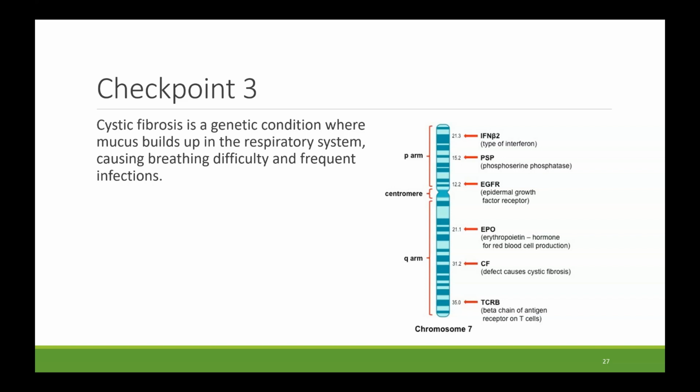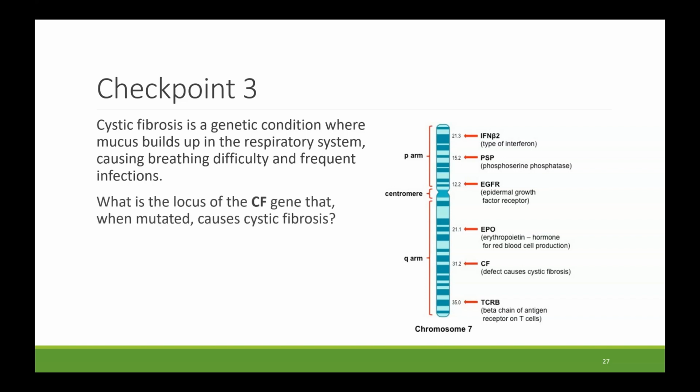Cystic fibrosis is a genetic condition where mucus builds up in the respiratory system, which causes breathing difficulty and frequent infections. Using the system that we just learned on the previous slide, what is the locus of the CF, the cystic fibrosis gene, that when mutated causes the disease cystic fibrosis?